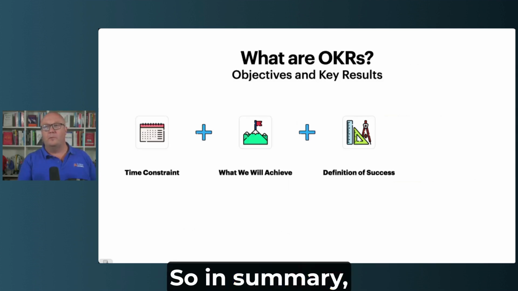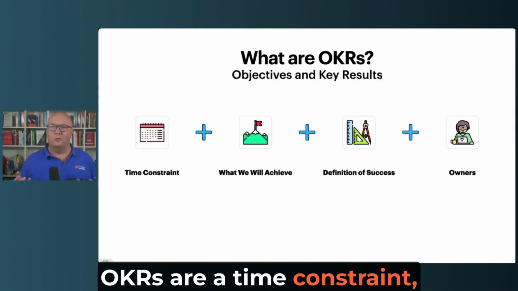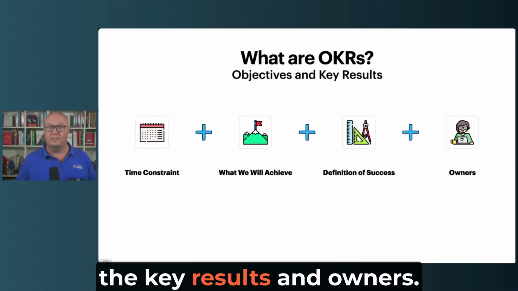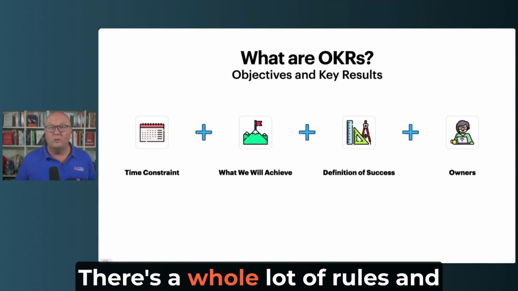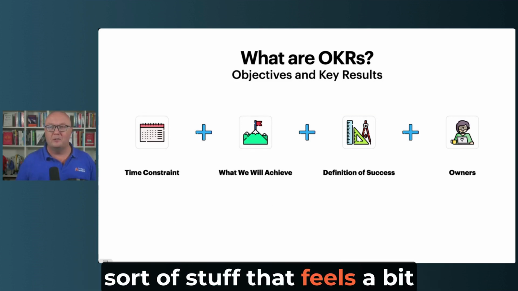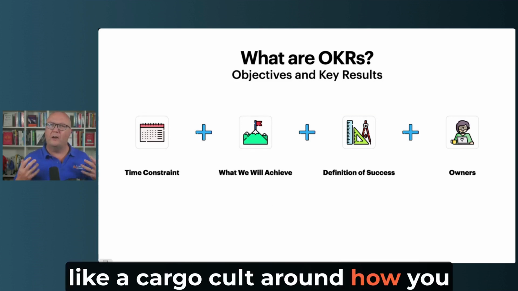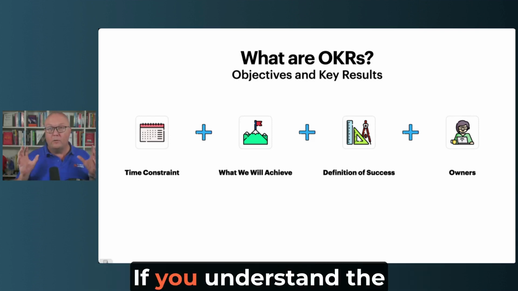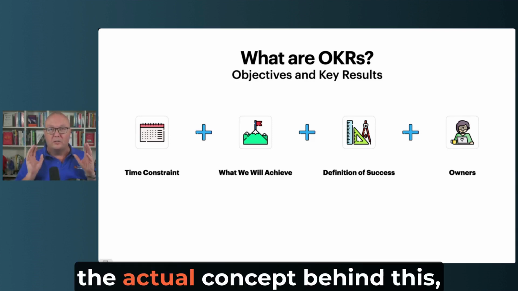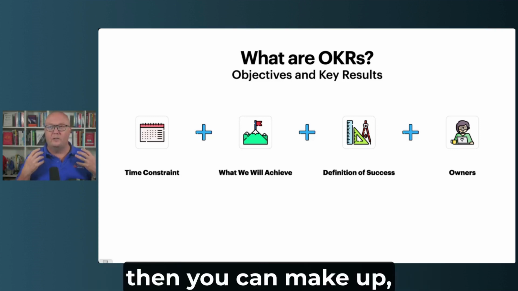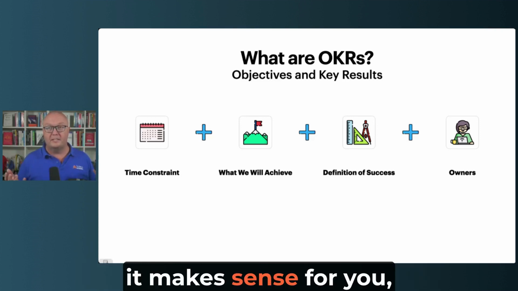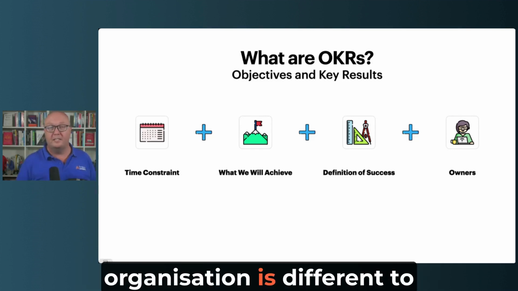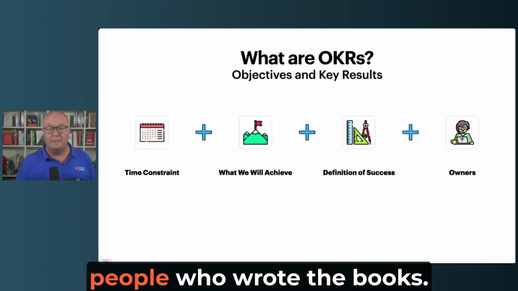So in summary, OKRs are a time constraint, an objective, which is what we'll achieve, a definition of success, the key results, and owners. There's a whole lot of rules and stuff that feels a bit like a cargo cult around how you set perfect OKRs and what the metrics should be. If you understand the purpose of this, the actual concept behind it, then you can break the rules where it makes sense for you and your organization, because the reality is that your organization is different to Google and different to the people who wrote the books.